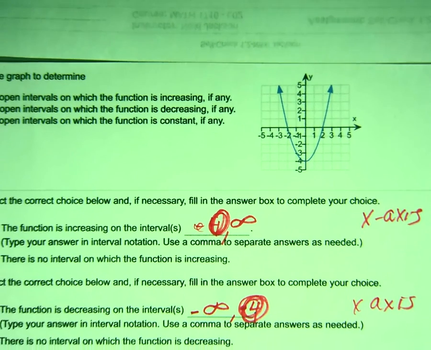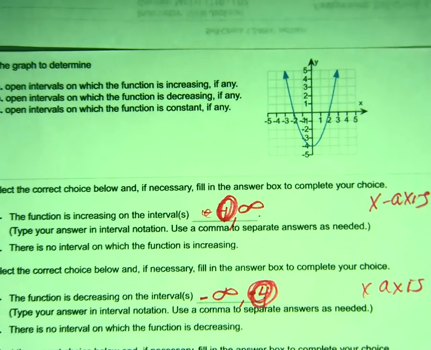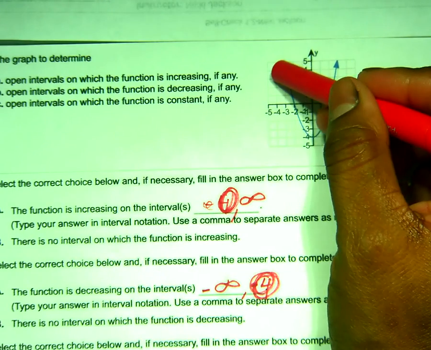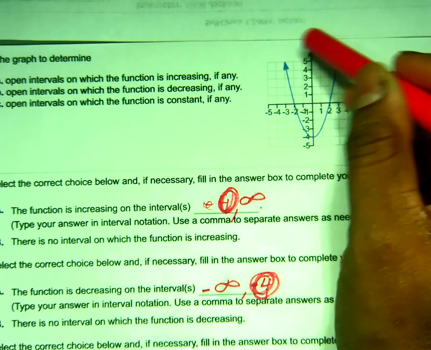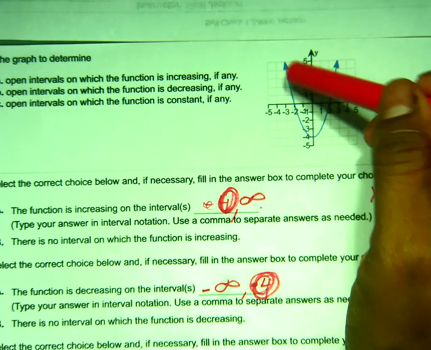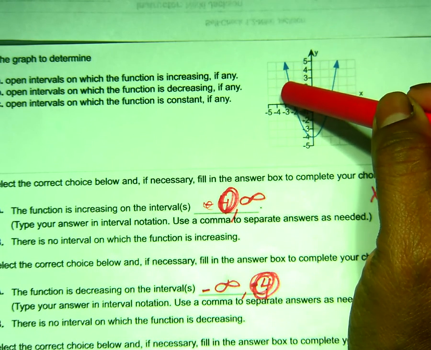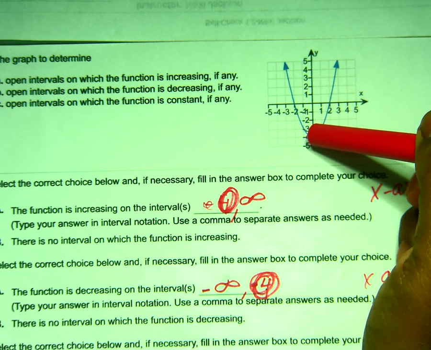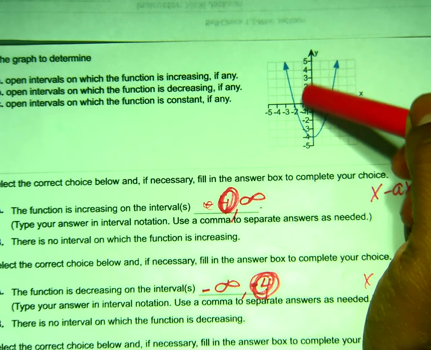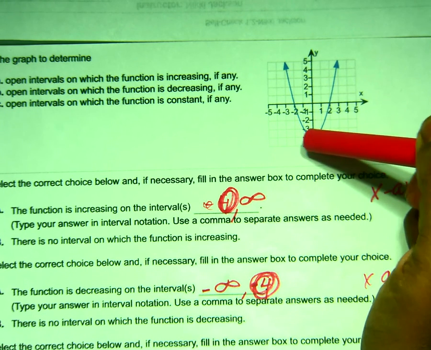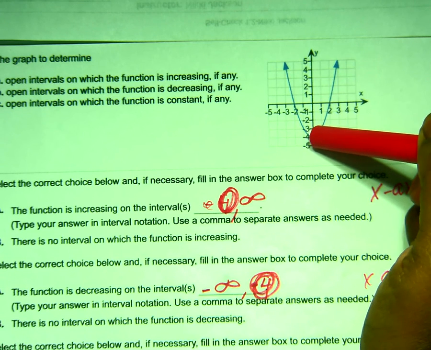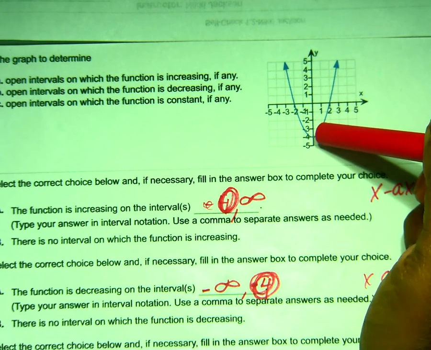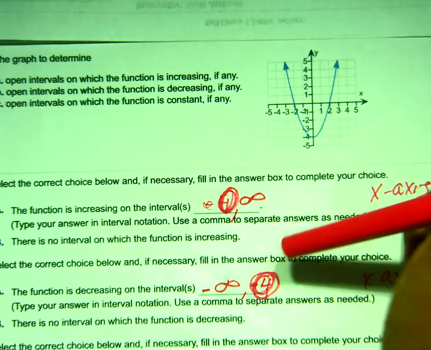For decreasing, notice how when it's going down, because it's almost like it's a roller coaster. You can notice that right there. So right here, negative infinity. Again, look at your x-axis. X-axis where it actually stops. This is also called your minimum, y'all, because that's your bottom part. X-axis at 0, y-axis at -4. So you want negative infinity and 0.